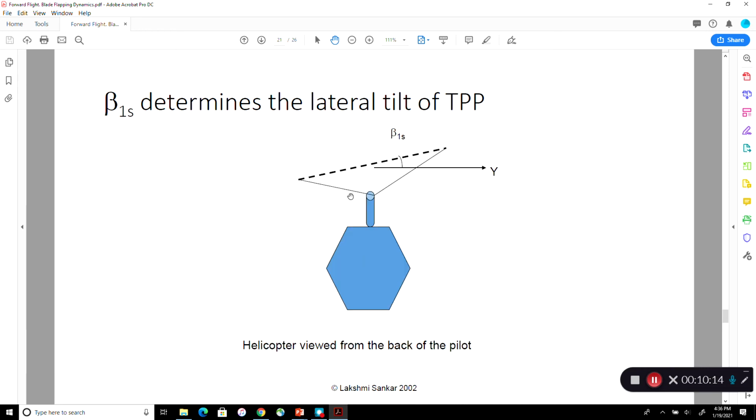How about laterally, beta 1s? Okay, this is the shaft plane laterally running to the pilot's right, the y-axis. This angle is beta 1s. Viewed from the back of the pilot, looking at the helicopter, this is beta 1s.